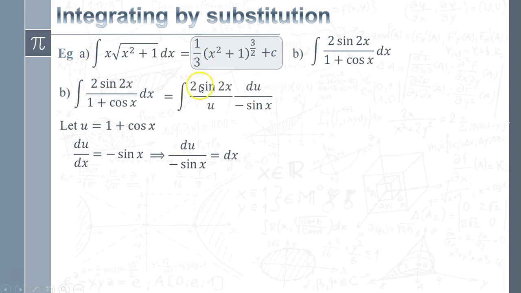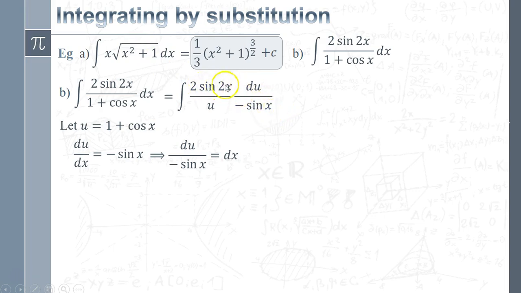So we've got 2 sine 2x, I've got the u on the bottom, du over minus sine x, there's my replacement for dx. And you can see we need to get rid of the x's, so we haven't completely done that yet, so let's just see what else we can do. The problem that we've got here is this thing here is sine 2x, this one's in terms of sine x, they're not just going to cancel out.